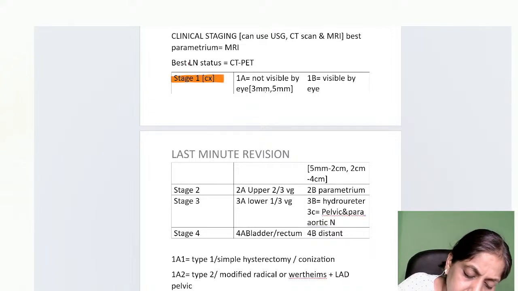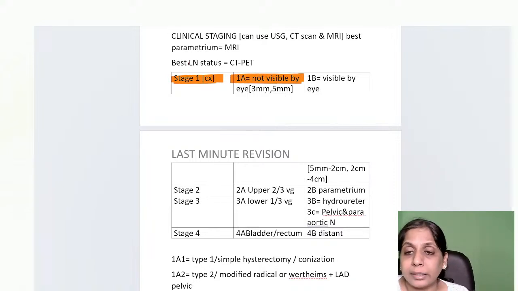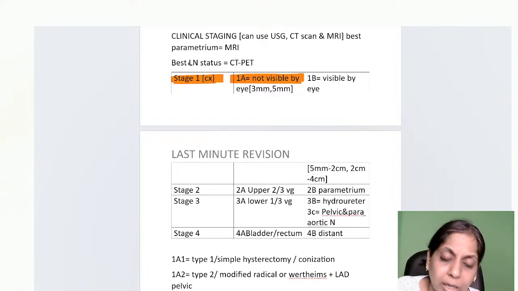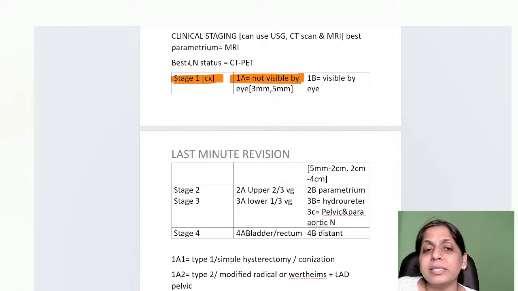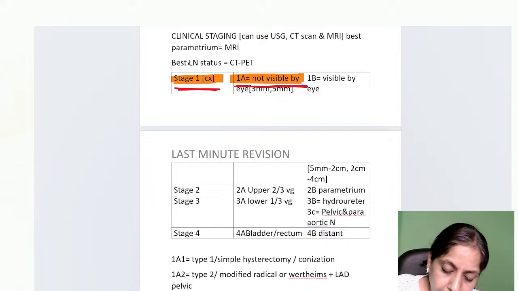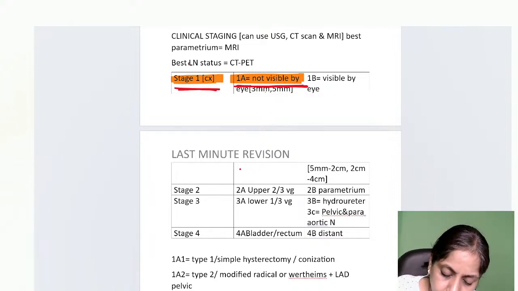Stage 1 is involvement of the cervix. Stage 1A is not visible by eye, and stage 1B is visible by eye. Cervix erosion means the cervix is not healthy, okay.